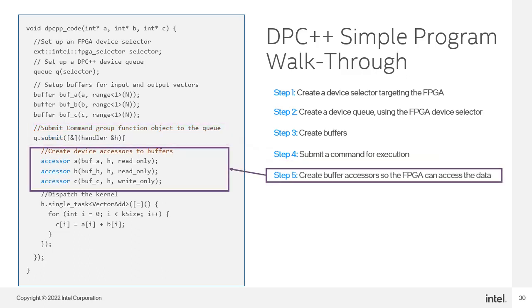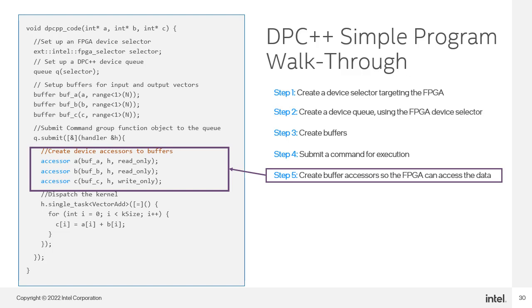With the queue submission done, the next thing will be to hand off the necessary data that the device will be needing. To do so, we create accessors that will be able to access the data encapsulated in the buffers. Right in the command scope, we create the accessors A, B, and C for buff A, buff B, and buff C respectively. We also provide permissions or access modes for how we want to interact with the data. Note that these permissions are from the device's point of view.